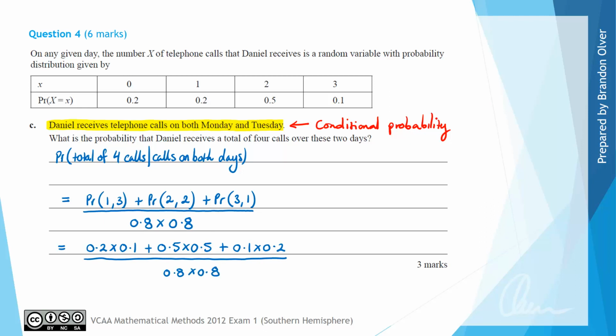Now our job is to evaluate this fraction. 0.2 times 0.1 is 0.02, plus 0.25, plus 0.02, and that is all divided by 0.8 times 0.8, which is 0.64. One more step of simplification gives 0.29 over 0.64. However, we don't mix decimals and fractions, so we're going to write that as 29 on 64. So that is the answer to part C of this question.